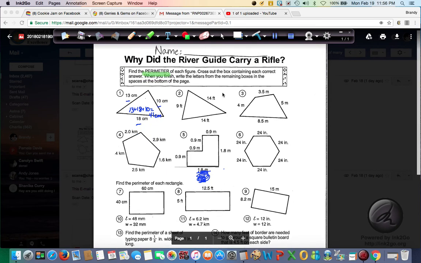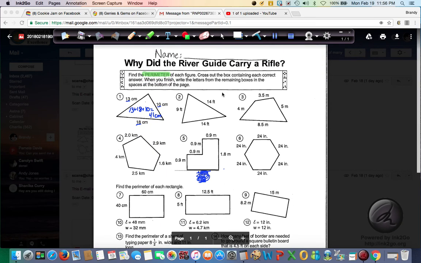Perimeter is probably the easiest that you'll find when it comes to area versus perimeter. Area, you have formulas, you have to multiply and so on. Perimeter is just adding up all the pieces. The only thing that could be difficult is if you're not given one of the sides and you have to figure it out. But on this worksheet, since we're just starting out, you're going to be given all the pieces that you need.